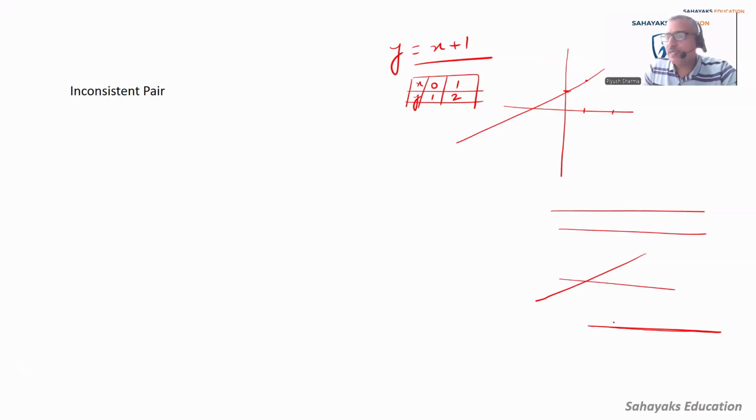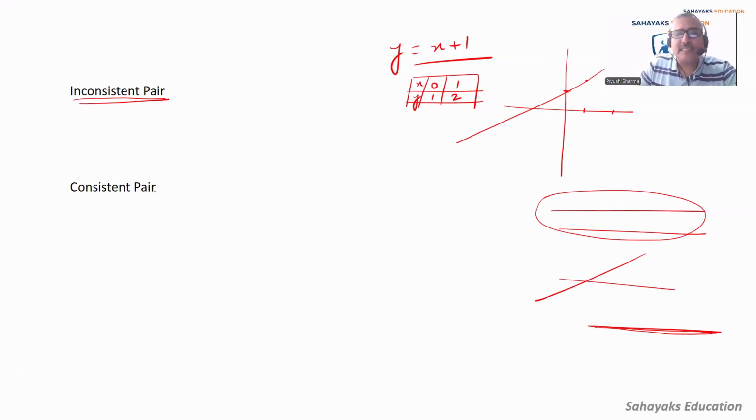Okay, these are the only three scenarios which can occur. When the lines are parallel, we say that it's an inconsistent pair. These lines will never intersect with anything.